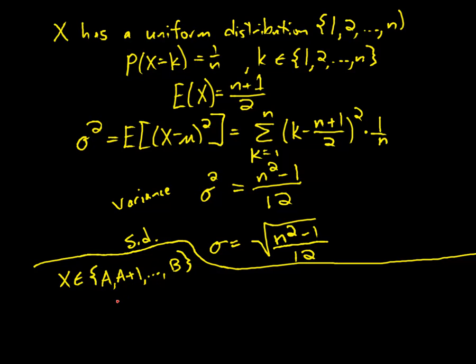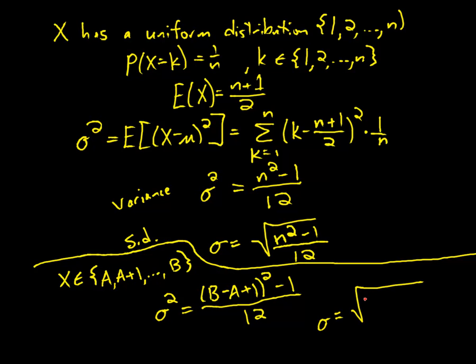how many there are. So for this case, n is the number of elements in the set, and that is b minus a plus 1. So we'd have ((b minus a plus 1) squared minus 1) over 12 for the variance, and then the square root of that for the standard deviation. You will not need to know that. I'm not going to use it in this course. I just thought for completeness that I would throw it in here.